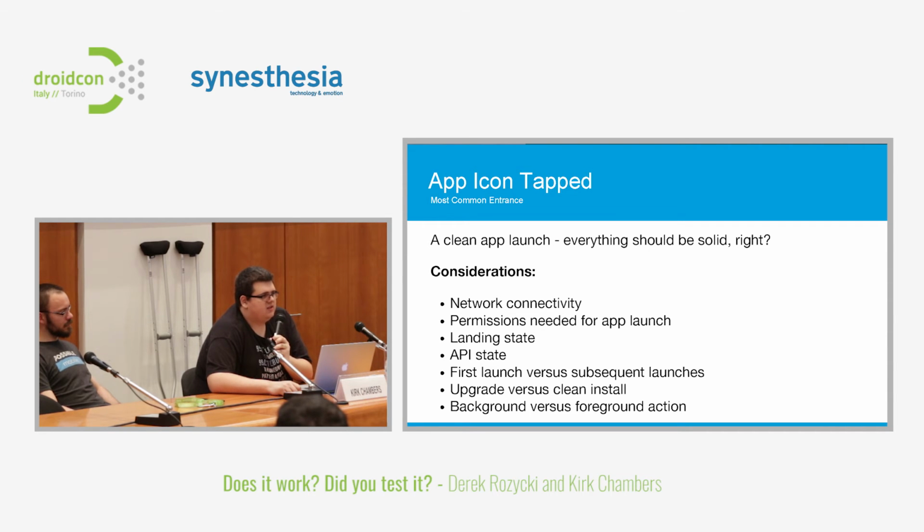What kind of landing state? Does your landing state depend on a config that, if they didn't pull that config, they land in a very weird state? Like I said, API states, a lot of our apps that we test are very API driven, and if an API is changed and we pull that during the launch, does it screw everything up?